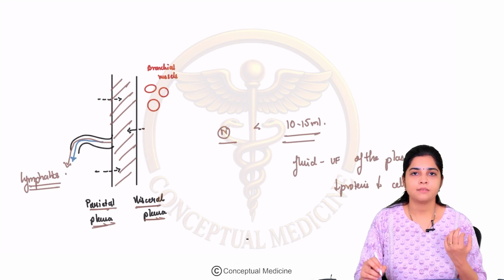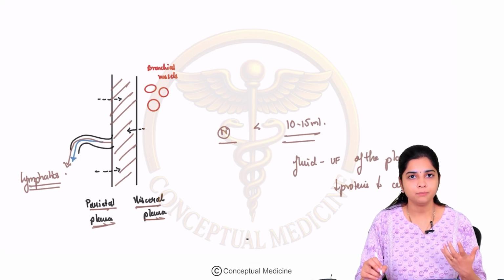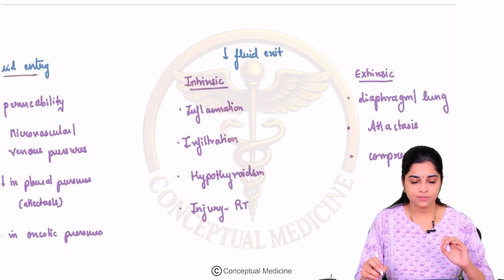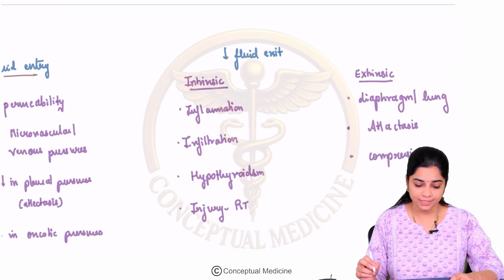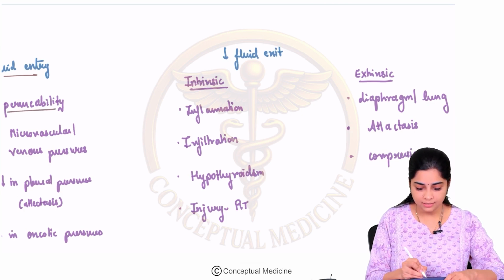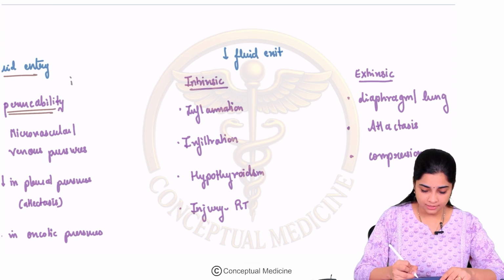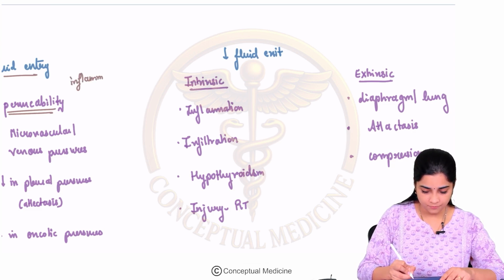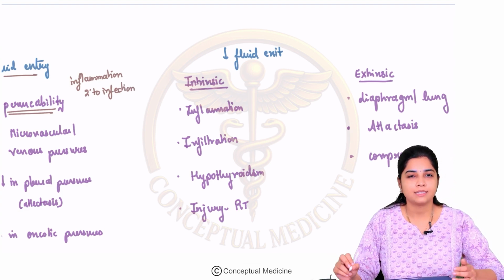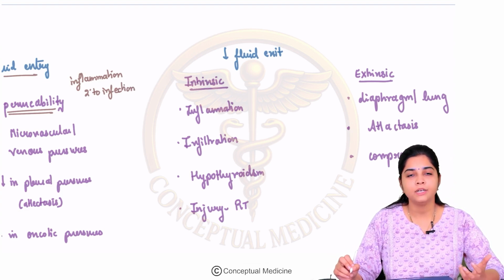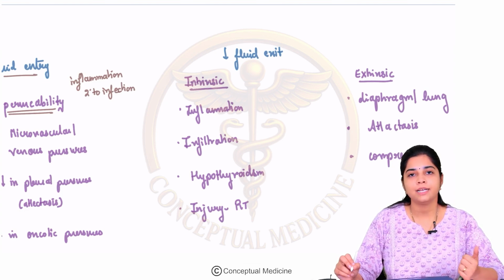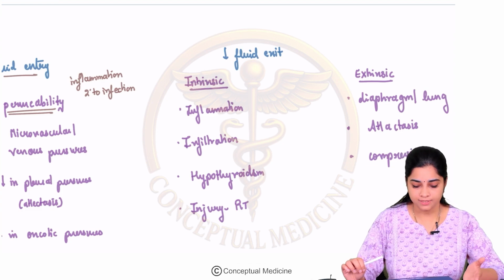So what are the mechanisms by which there can be accumulation of fluid within the pleural cavity? This can be because of increased fluid entry. Increased fluid entry means what? There can be increased permeability of the parietal or visceral pleura in conditions where there is inflammation. Inflammation can be secondary to an infection or in inflammatory disorders like SLE where there is inflammation of the pleura, right? So this can increase the permeability and hence the fluid can enter via the parietal or the visceral pleura.